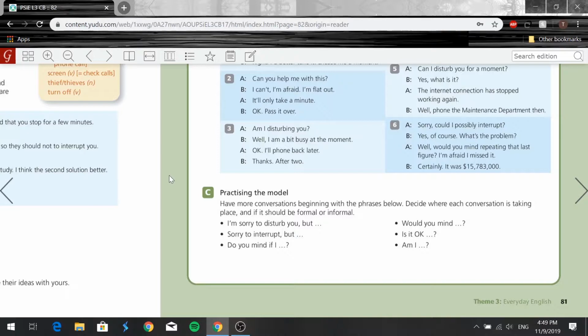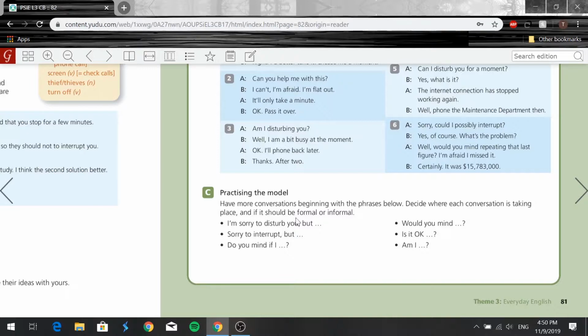Okay? Let me give you some ideas, right? So if I say, I'm sorry to disturb you, but, this implies that I'm going to be talking in a formal way. Do you mind if I do this? It shows extra politeness. Okay? If I say, is it okay? Means I want to do something now, which shows that I'm going to talk in an informal way. So again, would you mind, is it okay, I'm sorry to disturb you but, sorry to interrupt but, or do you mind if I, okay?